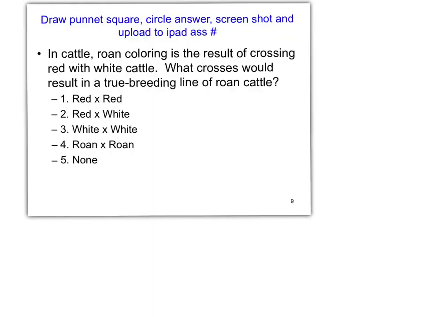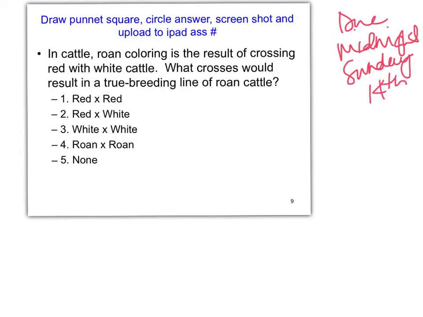And here's a little question, and I'm going to have you do this homework assignment and upload it. It will be due by midnight Sunday, the 14th. It should be uploaded to iPad. Assignment number 6.2, that's labeled homework. I think it has the word cattle in it or something crazy. In the 9, 10, 14 Moodle lecture.